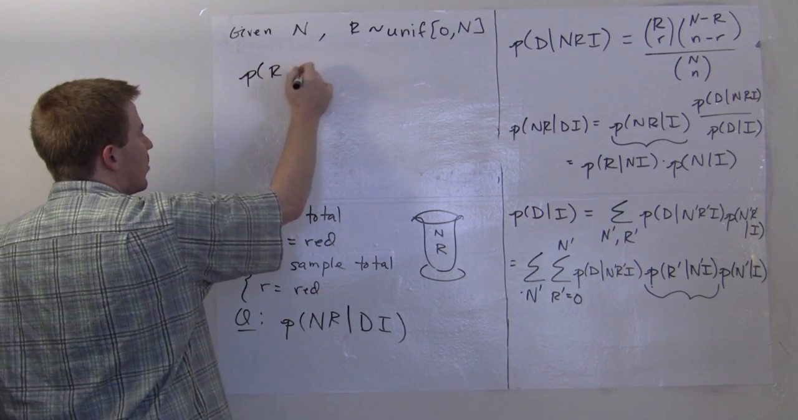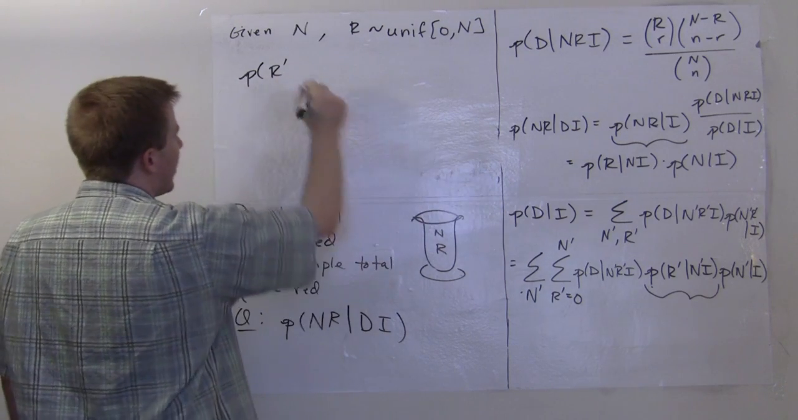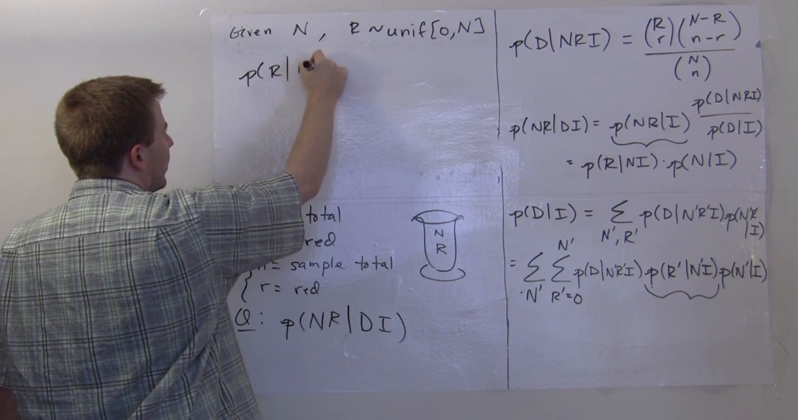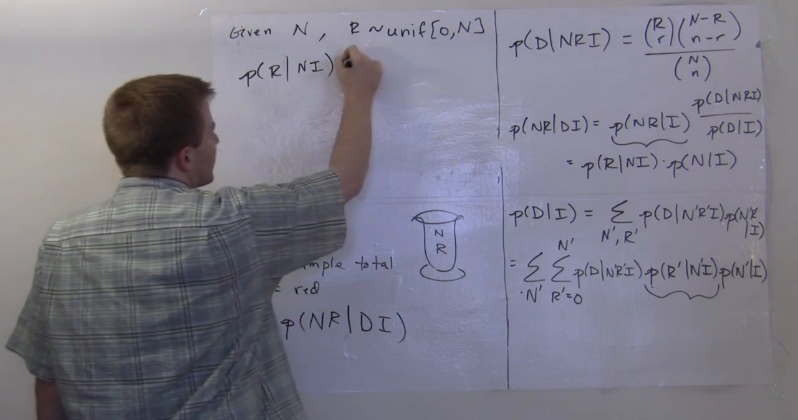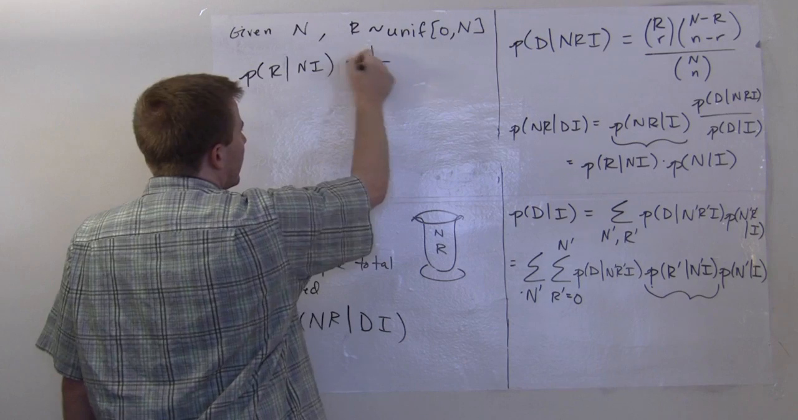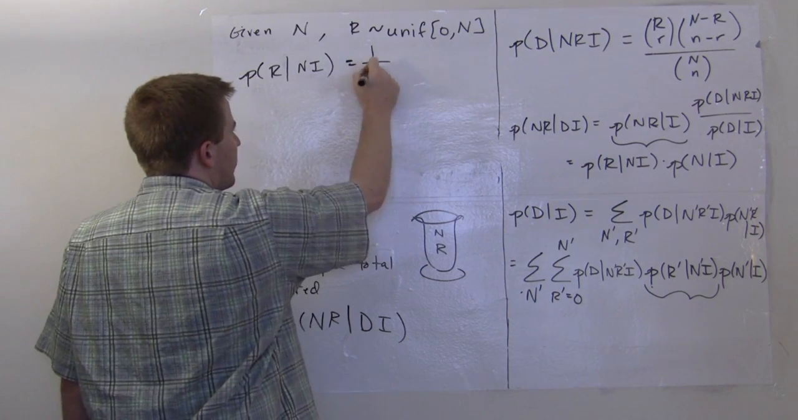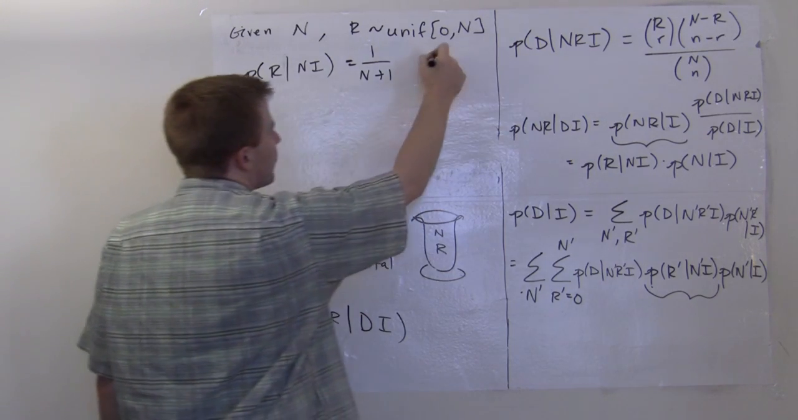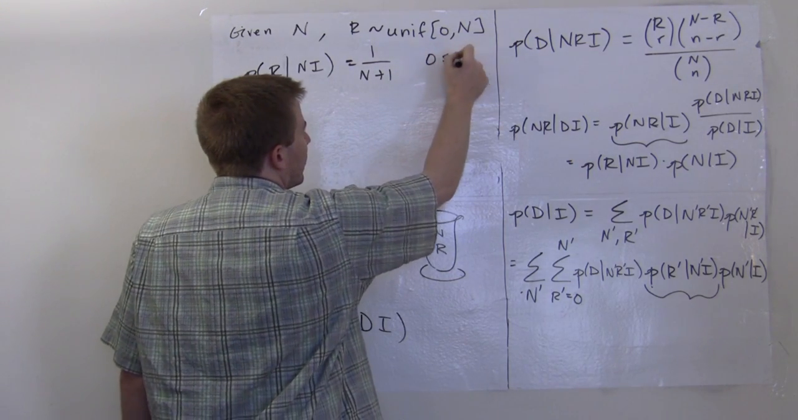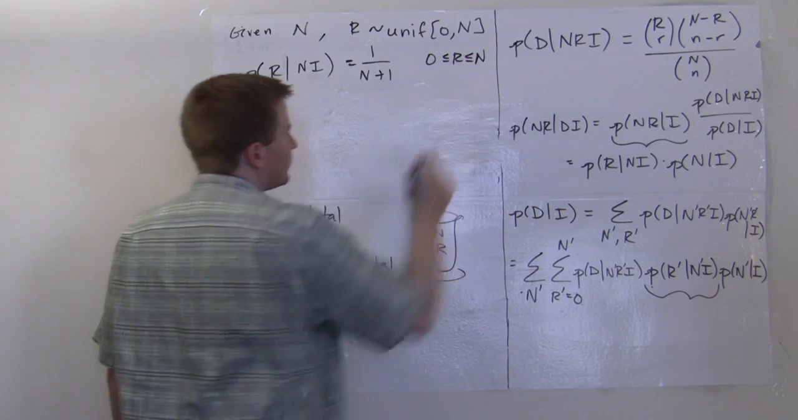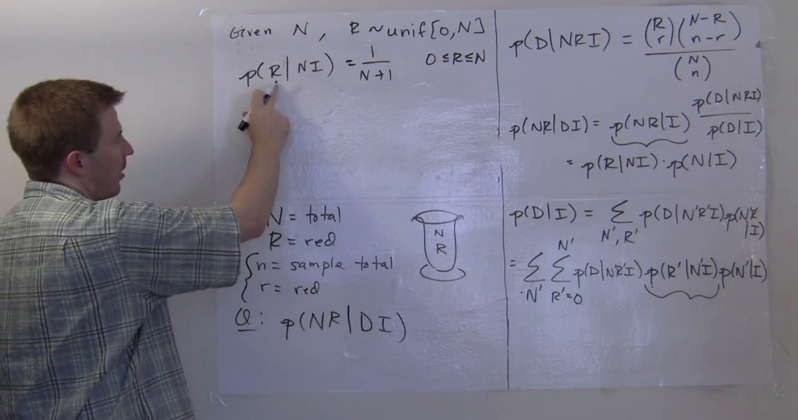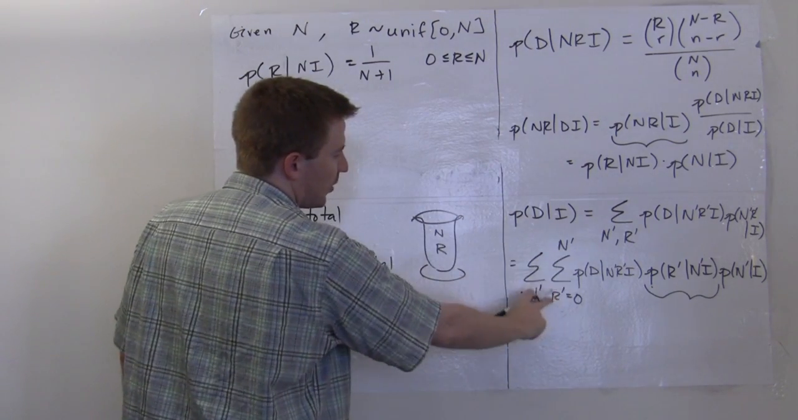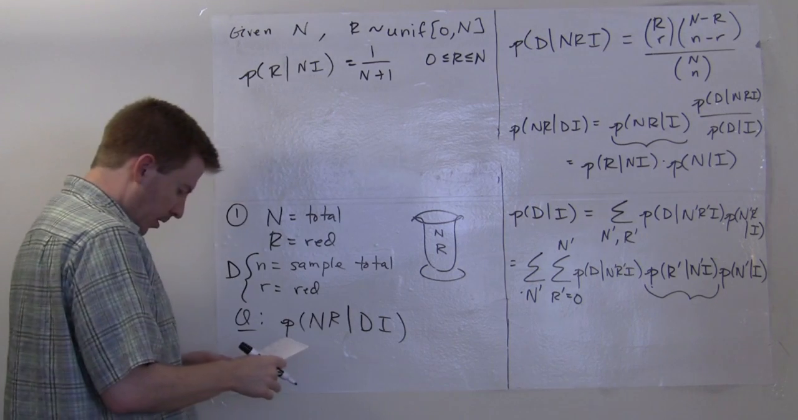Well, what that means in terms of its probability assignments is that the probability of R conditional on n and I is just going to be 1 over the number of possible values here, which is n plus 1, because we're including both the endpoints. And this is going to be true for every R between 0 and n. Again, here we're thinking about R as both the variable and the values of the variable as we go from 0 to n.